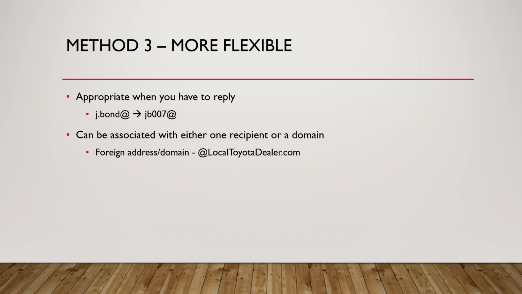So in order for this to occur, the temporary email address, JB007, needs to be associated with either a single address or a domain name, which we'll call the foreign domain. In this case, the foreign domain would be @localtoyotadealer.com. So now let's see how this works.